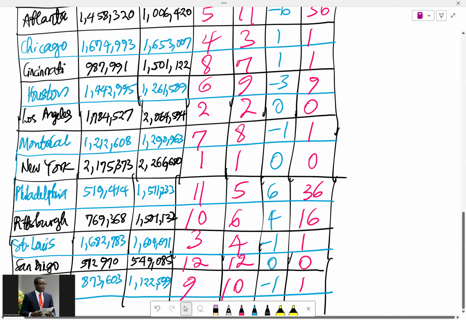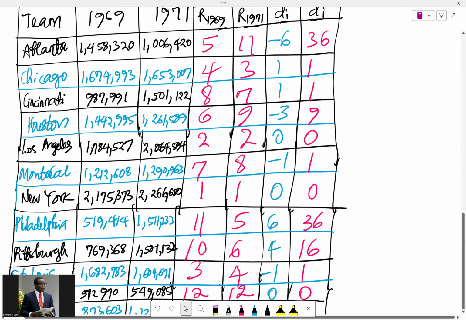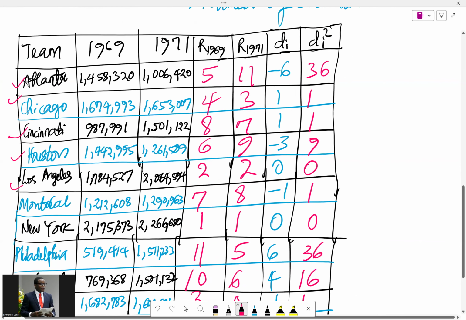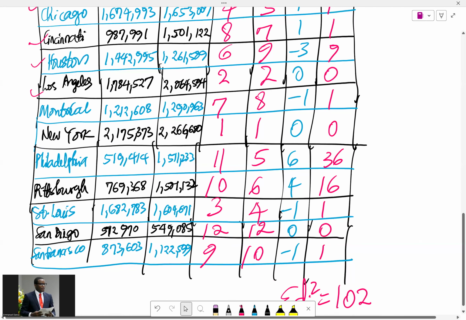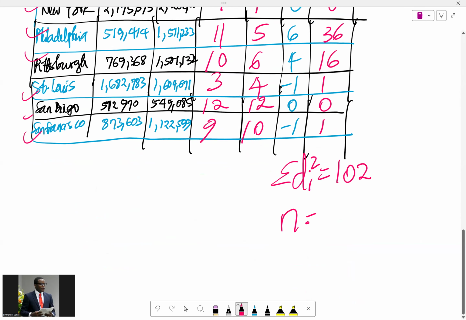Don't forget the formula again. How many data points? That's 1, 2, 3, 4, 5, 6, 7, 8, 9, 10, 11, 12. It was told to us in the question. So we just know that n is 12.